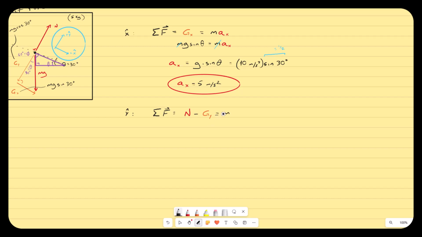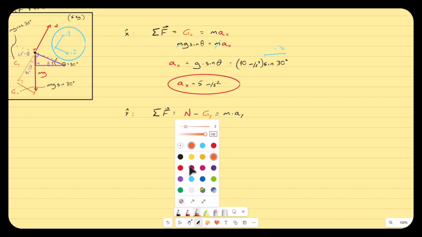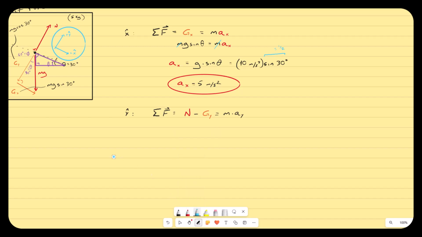And that equals mass times acceleration in the y direction. In the y direction means perpendicular to the ramp. If I have a negative acceleration in the y direction, that means my block is sinking into the ramp, right? I would be accelerating this way, and that doesn't make sense. If I have a positive y acceleration, that means my block is now levitating off of the ramp. Also no good. In the y direction, my acceleration is going to be 0.